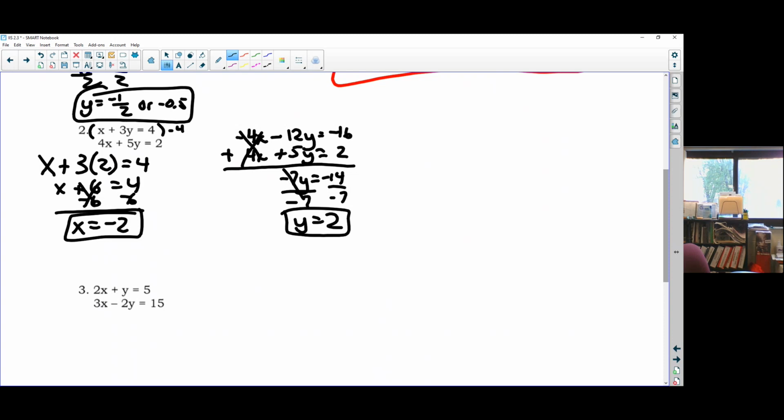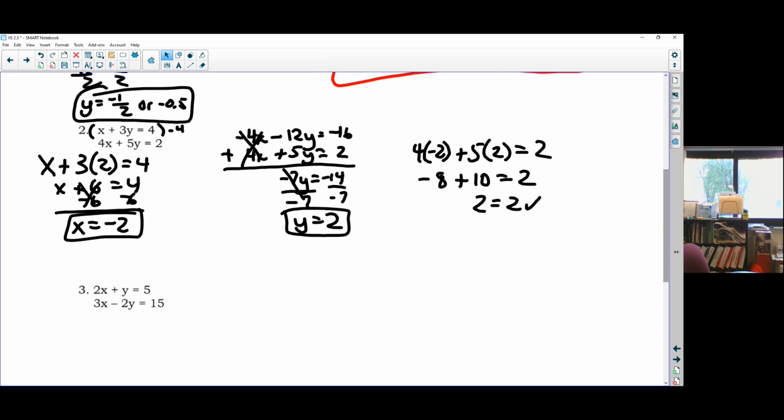All right, so we're going to go to the second equation, 4x plus 5y equals 2. We're going to plug in x and y. So 4 times negative 2, that replaces x, plus 5 times 2 equals 2. Well, 4 times negative 2 is negative 8. 5 times 2 is 10. When I add 10 to negative 8, I get 2. It checks. So that is our solution. And our solution is, again, that coordinate of negative 2, 2. That is the intersection point.